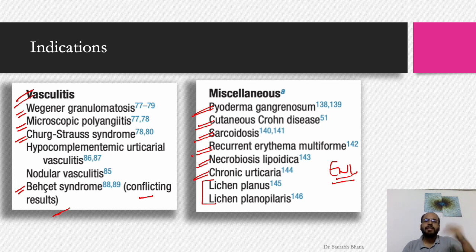So, just to complete the list, you just have to remember the headings: vasculitis, miscellaneous disorders, papulosquamous disorders, autoimmune disorders, and bullous disorders. Just remember these five words, and you'll be able to easily fill the page with examples.